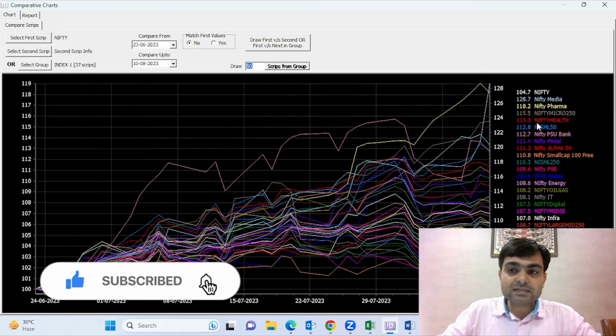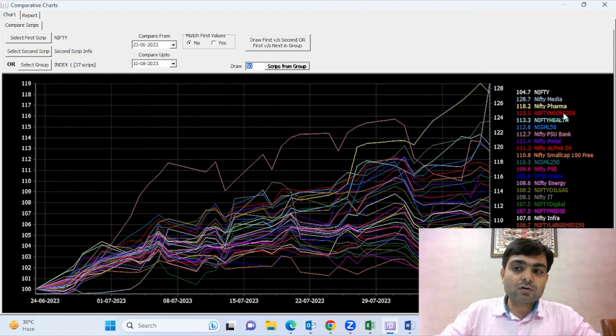Here we can see that Nifty Media, led by Zee Entertainment stock, is doing well. Pharma stocks, micro stocks, they are doing well. Metals, PSU banks, they have kept on doing well. So these are the sectors which have outperformed very well.